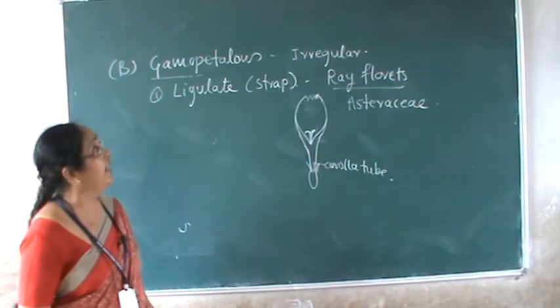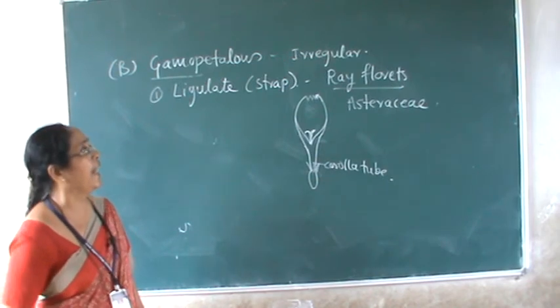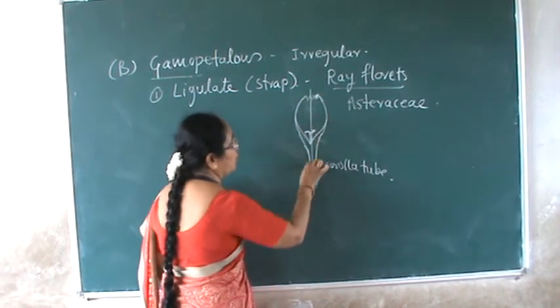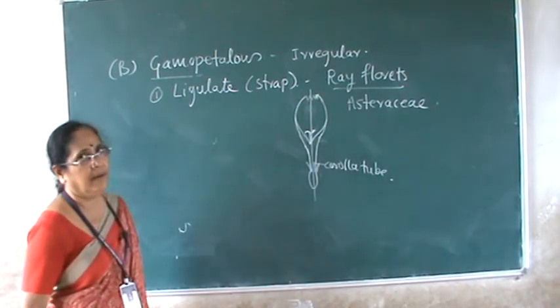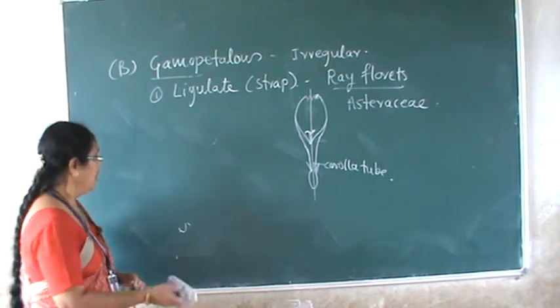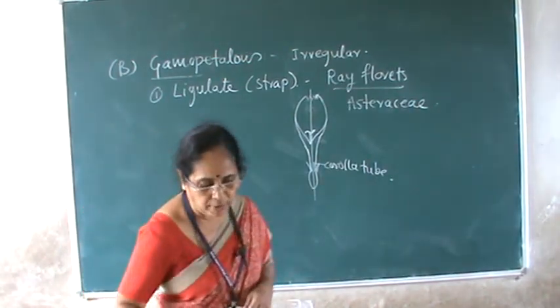All of you agree this is not a regular form of the corolla. It is gamopetalous, but it is irregular because this flower can be cut into 2 equal parts only in this angle. We cannot cut it into 2 halves in other angle. So this belongs to irregular category of gamopetalous corolla.